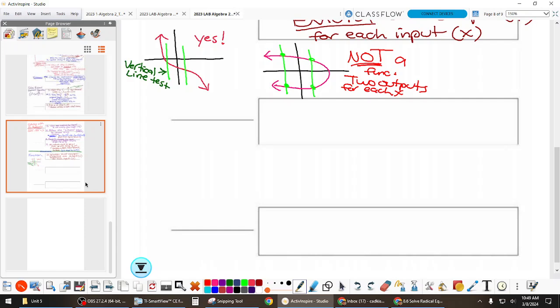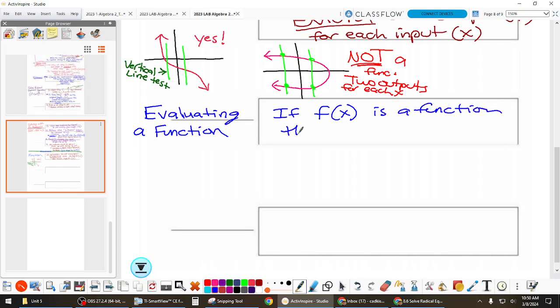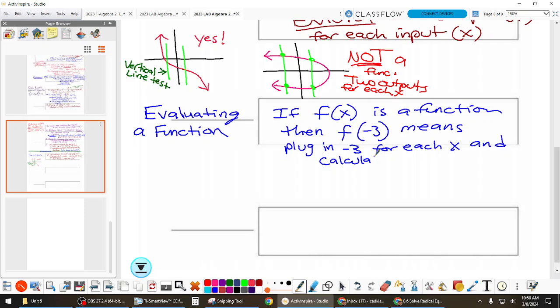Now that we kind of know what to expect for what a function is, let's talk about evaluating a function, which is what we just did with plugging in like negative 1 or negative 3 or something. Evaluate just means to find a value, right? So if f of x is a function, then f of, well, let's just put one in. f of negative 3 means plug in negative 3 for each x and calculate the value.